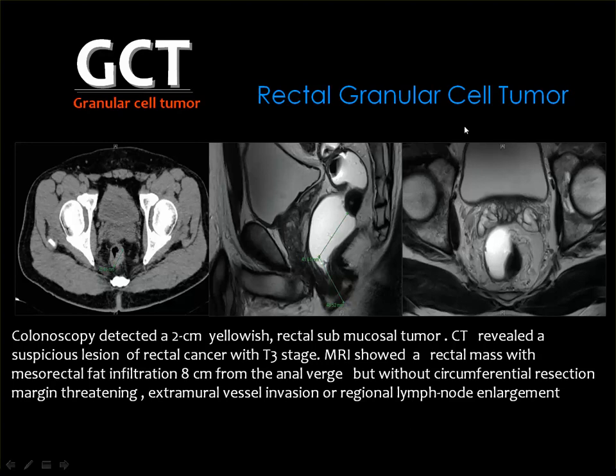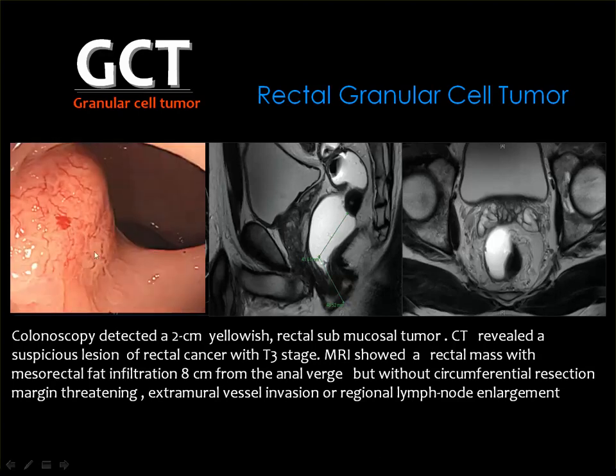The granular cell tumor may occur in the anal canal and may occur in the rectum, and at that time you cannot discriminate this lesion from a rectal tumor or from a rectal carcinoma. Then this patient is injected by ultrasound gel in the rectum to distend the rectum and to assess better visualization of the lesion, which shows low signal intensity in T2 weighted images.